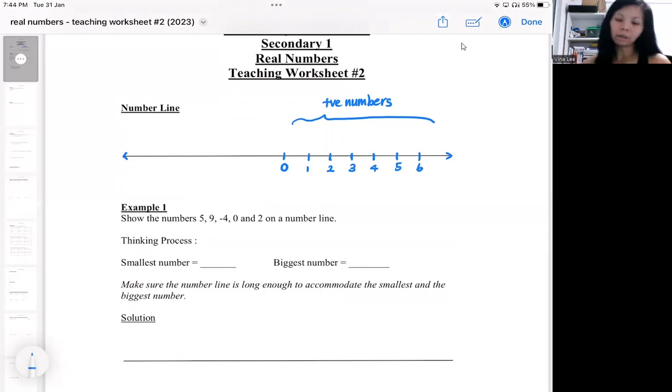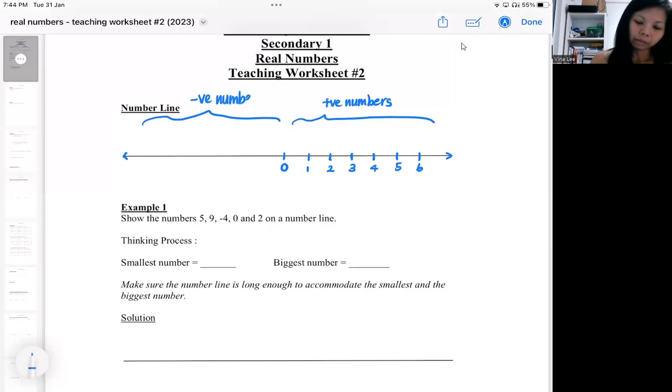So the right side will be all the positive numbers, then the left side will be all the negative numbers. So it will be like this. I'm not using a ruler, but I think you should use a ruler so that the interval can be more consistent. So it will be -1, -2, -3, -4, -5, -6.